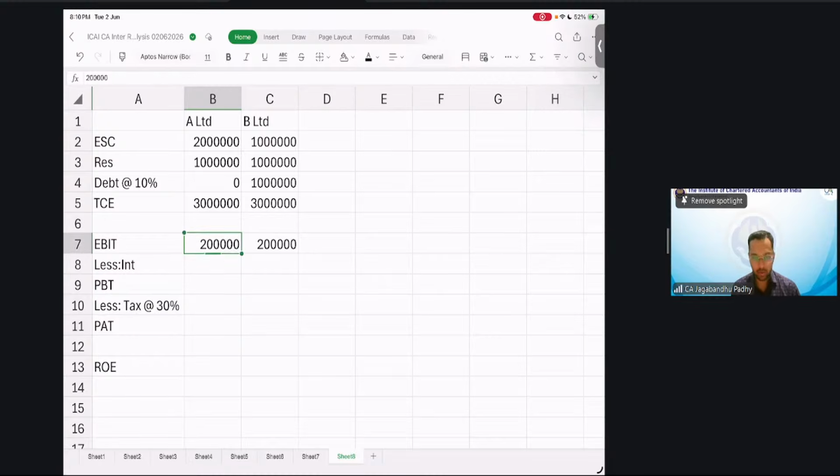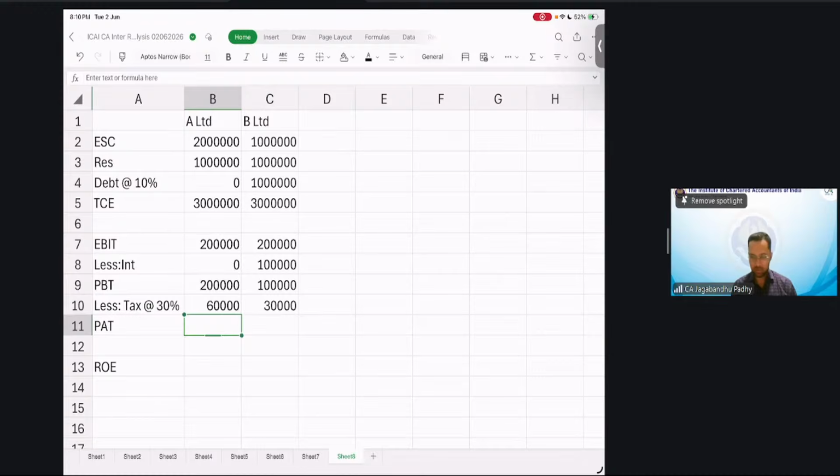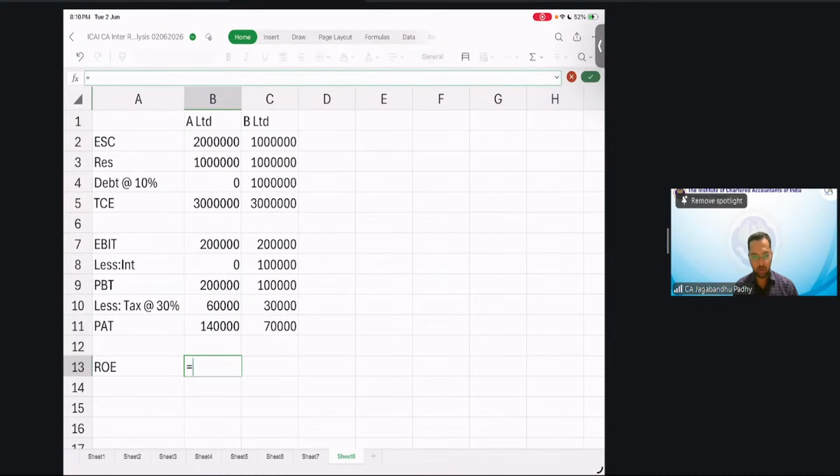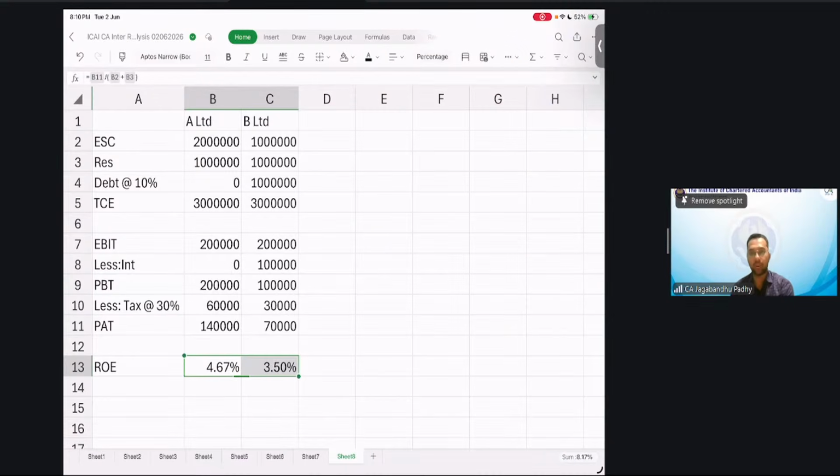Okay. So here we get the interest as this into 10%. PBT is EBIT minus interest. Tax is this into 30%. And then we have the PAT as PBT minus tax. Return on equity will be PAT divided by equity share capital plus the reserves. So it's 4.67% and 3.5%.